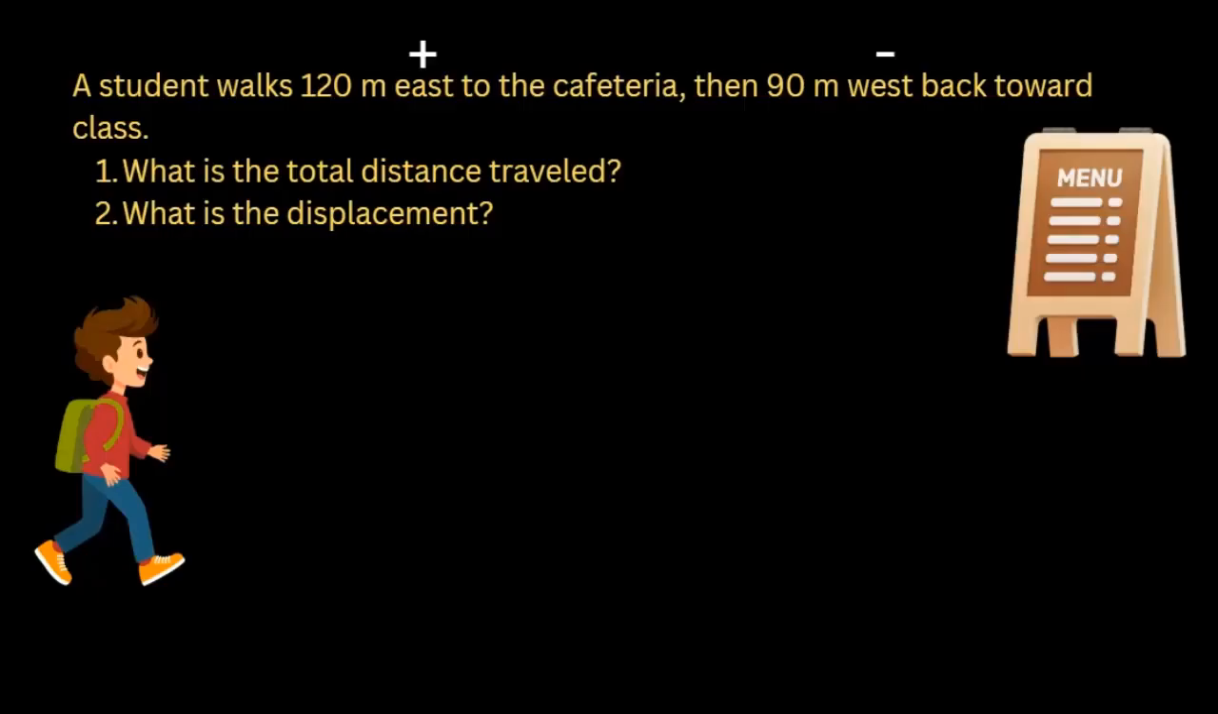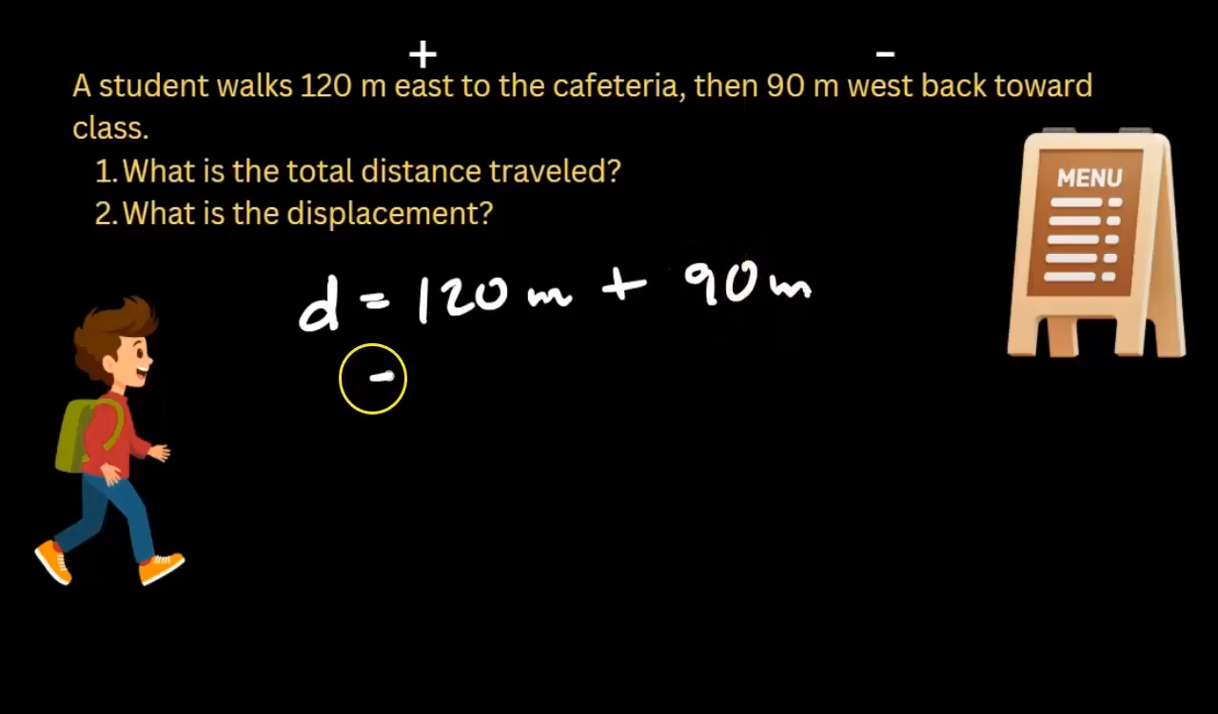A student walks 120 meters east to the cafeteria, then 90 meters west back towards class. What is the total distance traveled? So the distance traveled is the amount of ground covered. In this case, we're just going to add up 120 meters plus 90 meters, and we get 210 meters. So that is our distance.